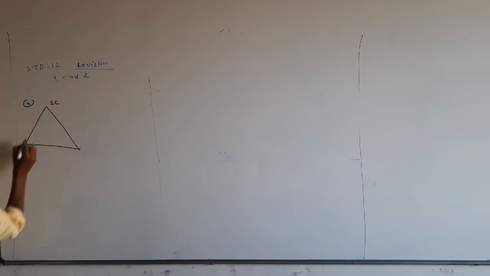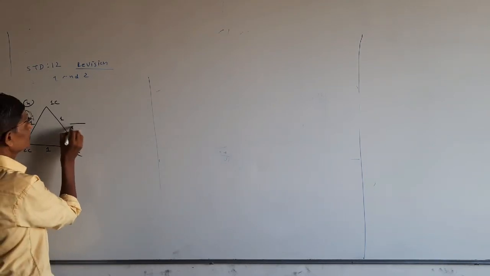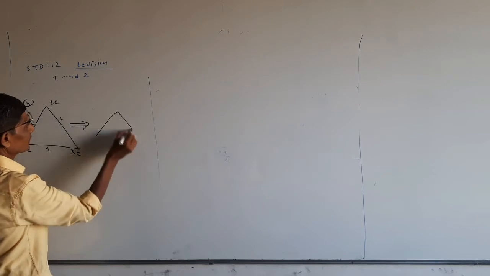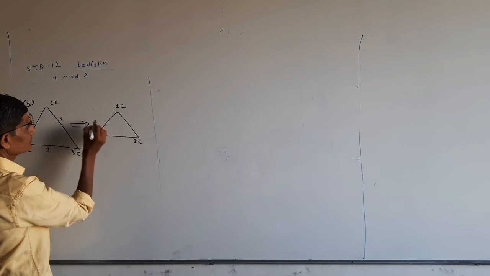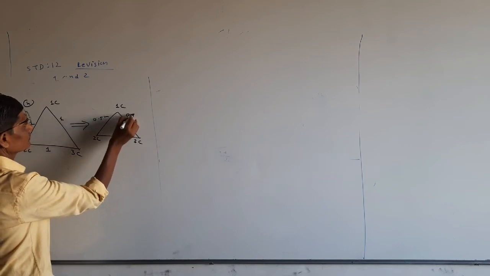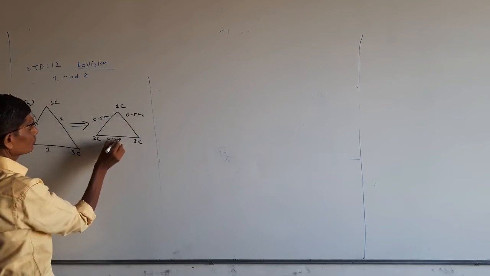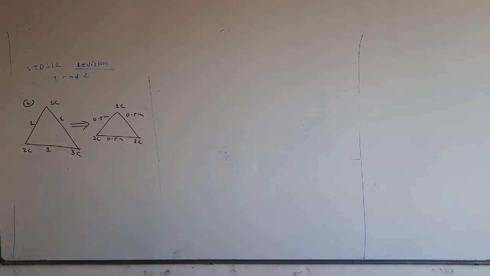1 coulomb charge, 2 coulomb charge and 3 coulomb charge are on the vertices of an equilateral triangle of side 1 meter. They are to be shifted to a smaller triangle of side 0.5 meter. What is the work done? Now this work done will be equal to the change in the potential energy of the system.